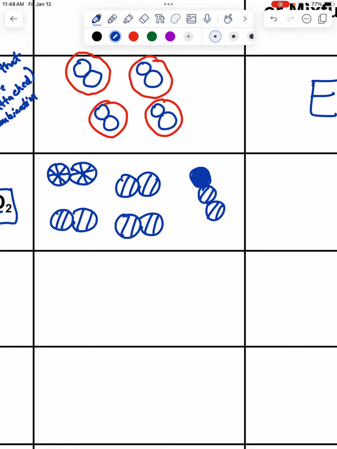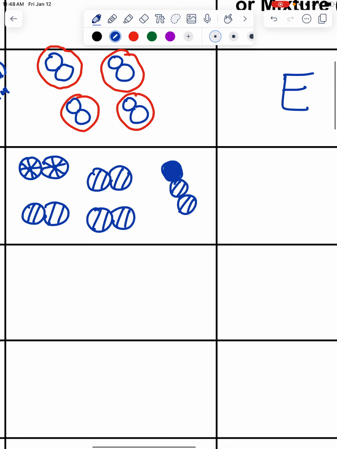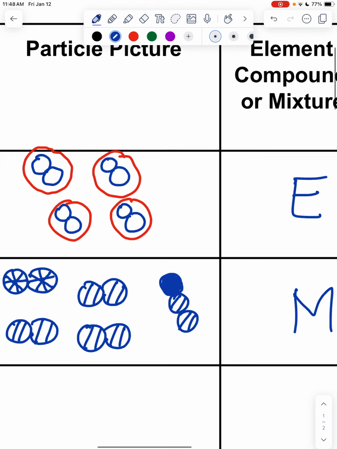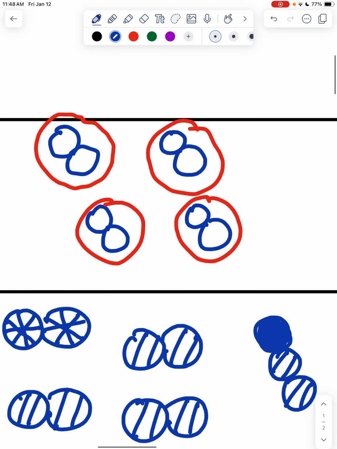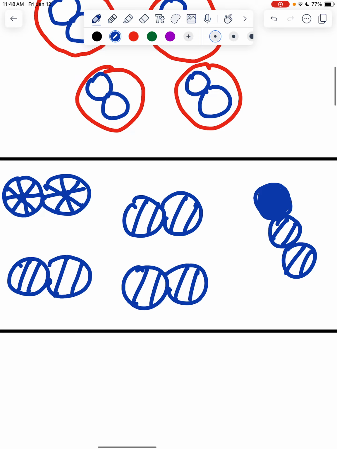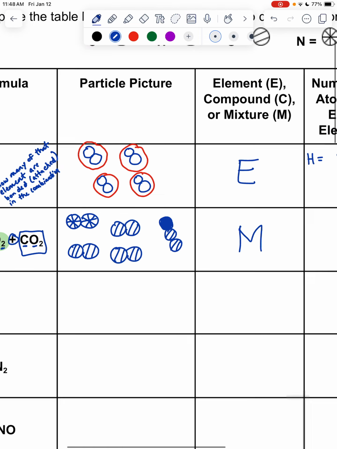Now, look at this. We have what I would say is a mixture of a bunch of different substances in the same space. So I have a mixture. Notice the pure substance, everything in the box is the same. A mixture, everything in the box is different in some capacity.